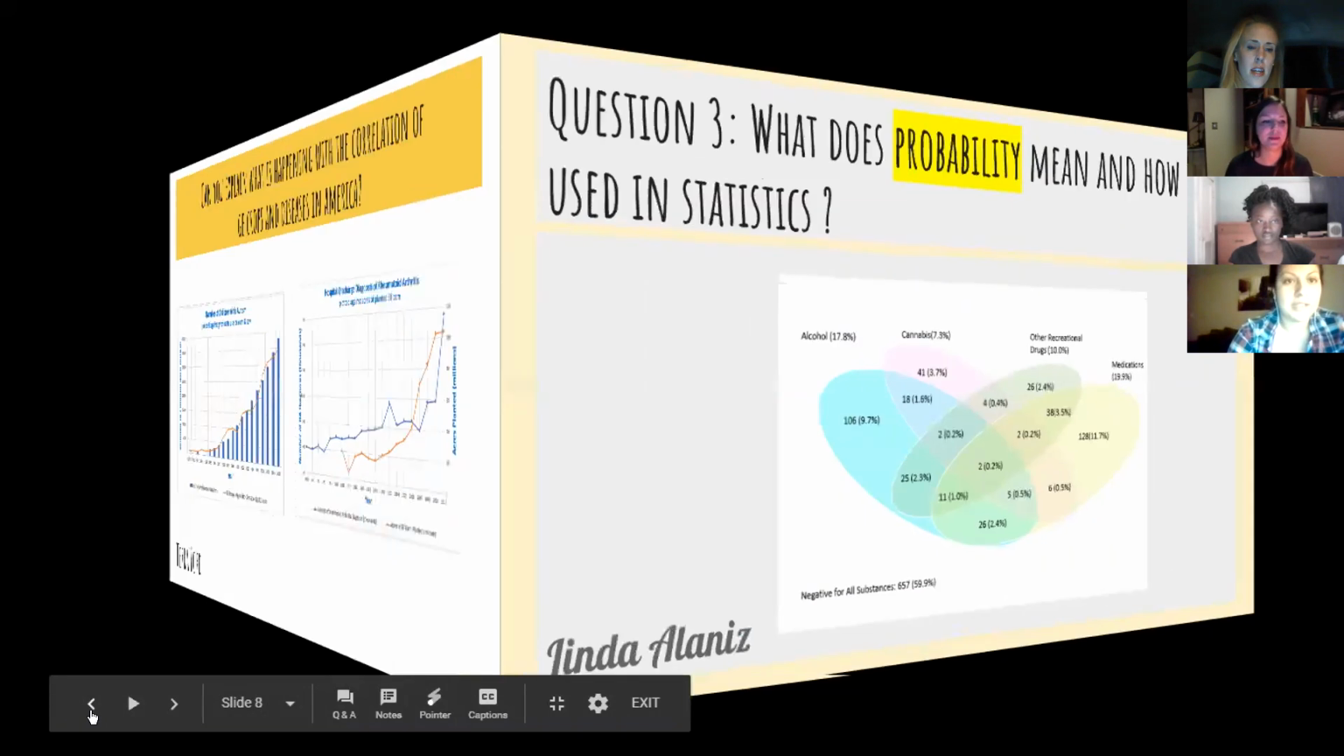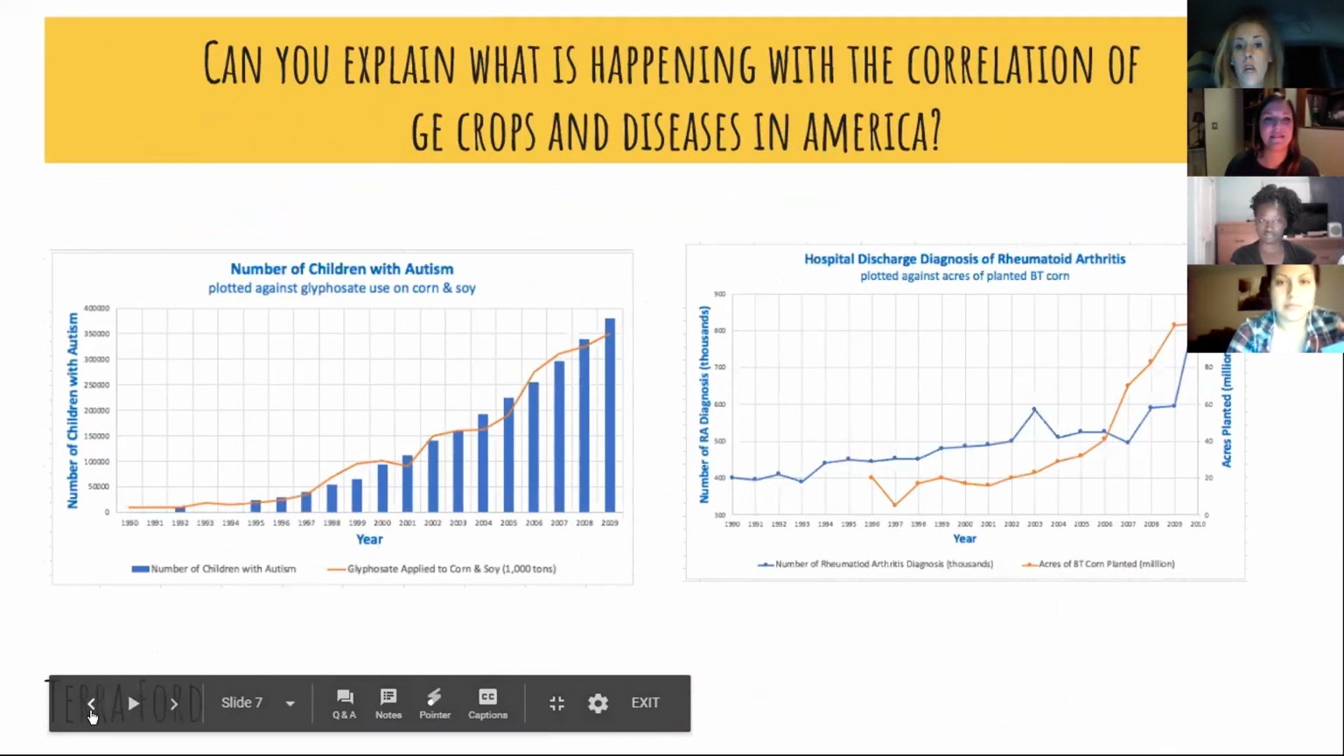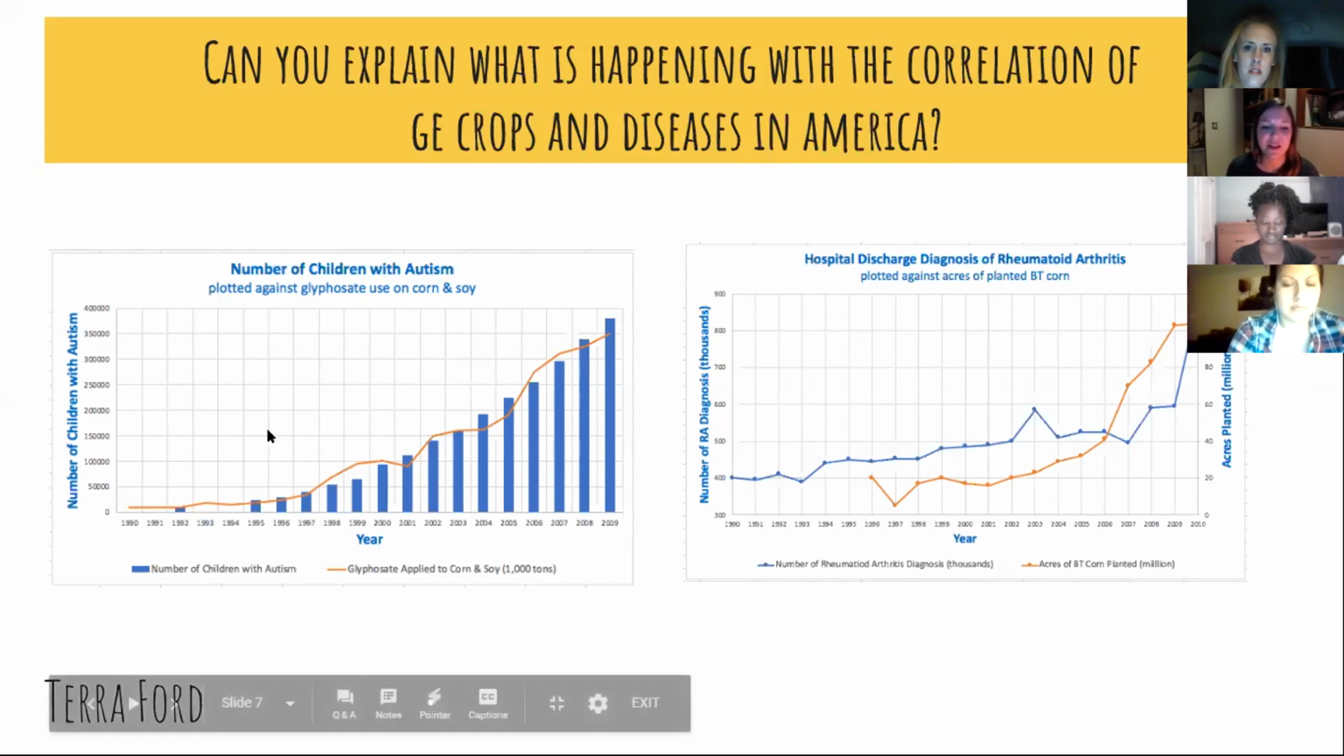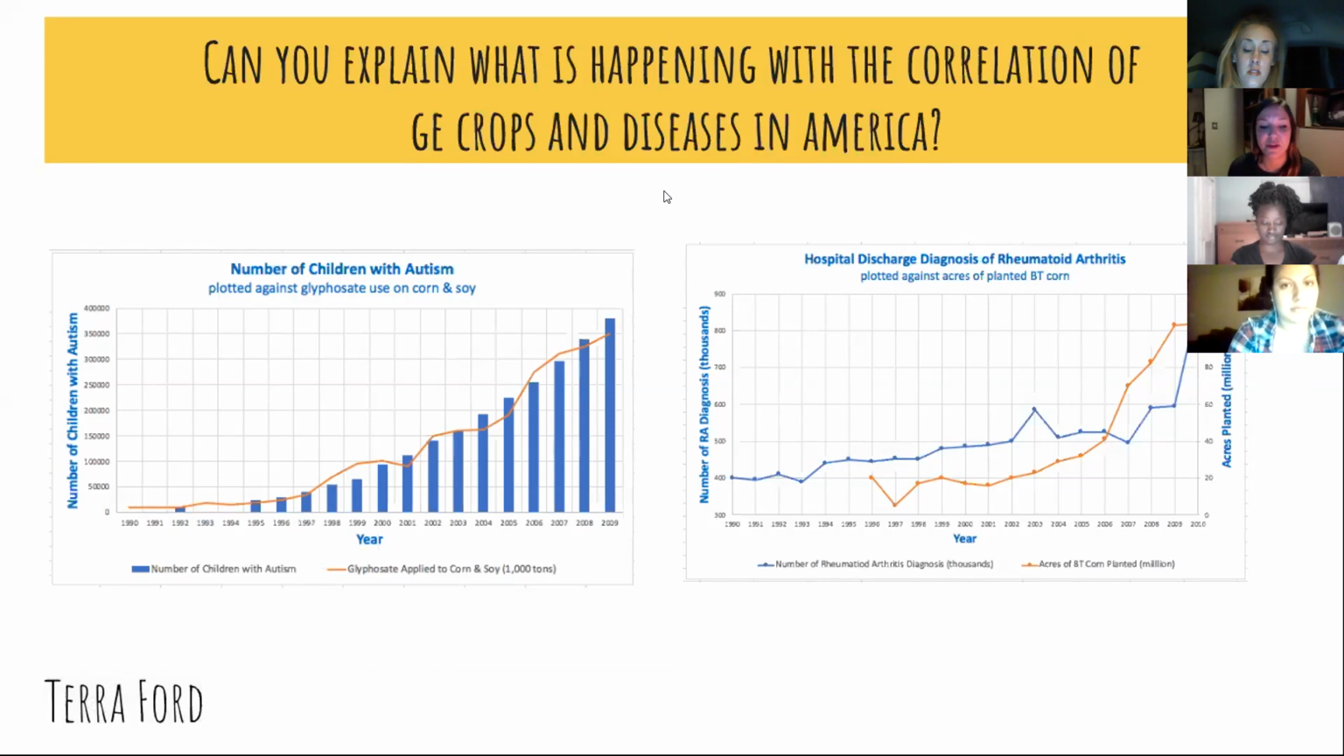Tara, that one is for you, I think. That question was, how can you explain what's happening with the correlation of the GE crops and diseases in America? Sure. When the information on the number of GE crop acres planted by year is plotted against the rise of diseases in America, we can see a strong correlation between the two. Correlation is a connection between two or more things. By looking at the charts, you can see that as the number of acres of GE crops planted rise, so do the diseases in America. This is showing us there may be a connection. It is not, however, proven causation between the two, but it gives us an insight that they might be connected.